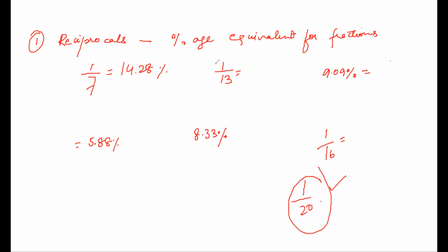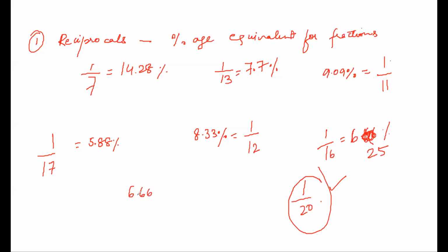So let me write down the ones that I have asked. 1 by 13 would become 7.7%, 9.09% would become 1 by 11, 5.88% will be 1 by 17, 8.33% would be 1 by 12, and 1 by 16 will be 6.25%. Sorry, 6.66% is 1 by 15, not 1 by 16. So 6.66% would be 1 upon 15.